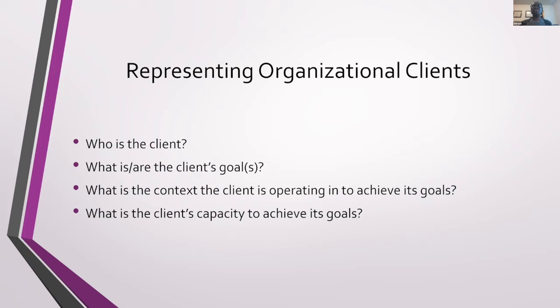So those are some of the initial conversations with clients that checking in with them on over time is particularly important with organizational representation. Have folks asked questions about context and capacity at the outset, and checked in on those things, like what has worked?